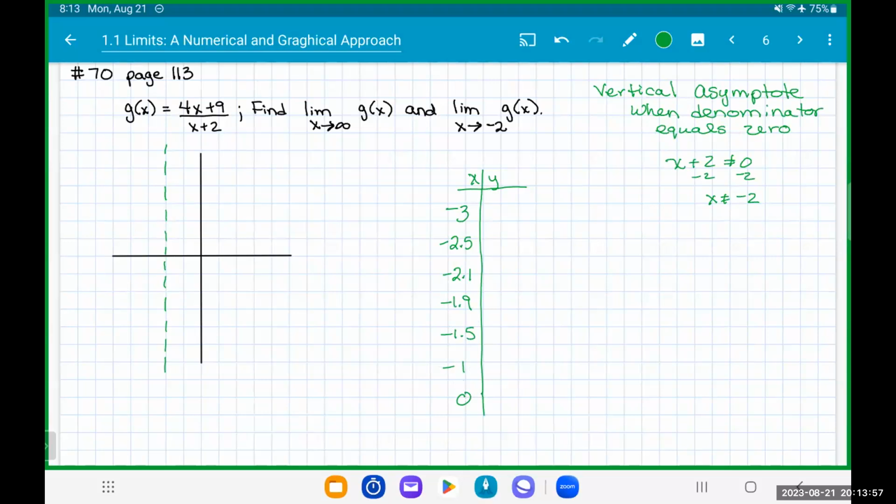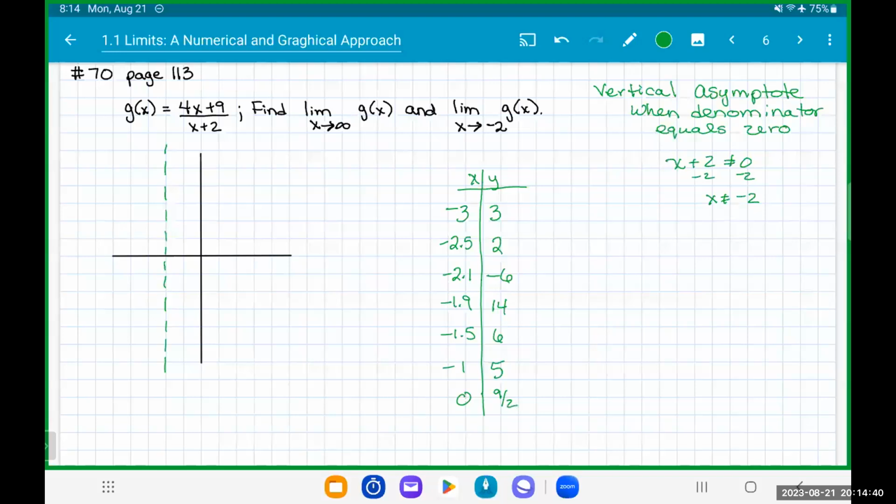So I plug in negative 3 into our equation over here. 4 times negative 3 plus 9, divided by negative 3 plus 2. That's going to give me a value of positive 3. If I continue putting all these in, negative 2.5 gives me positive 2, this will be negative 6, this will be positive 14. All I did was the algebra here, nothing super shocking. If I had 0 here, that's going to give me 9 halves. So we could put that in here too.